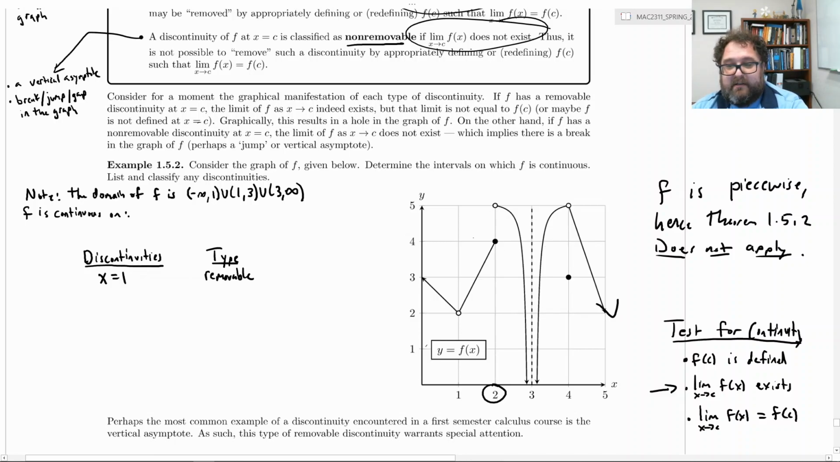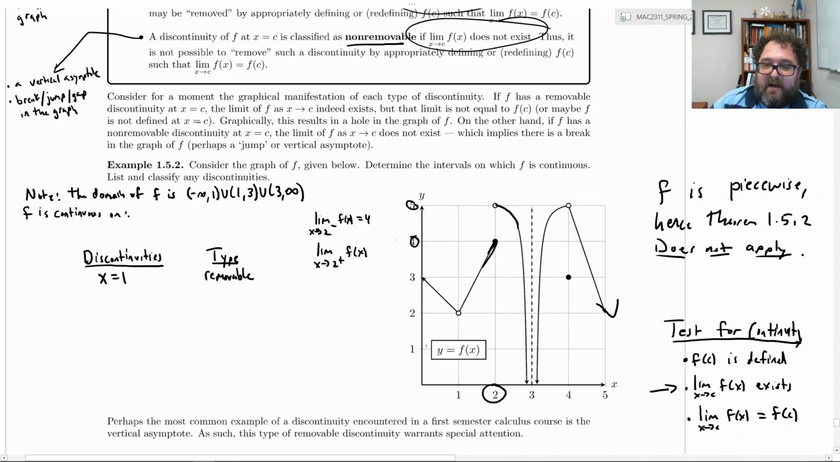Why? Because if you look at the limit as x approaches 2, the limit from the left is 4. The limit from the right up here is 5. So the left and right hand limits do not match. Again, I'll say that specifically. The limit as x approaches 2 from the left is 4. But the limit as x approaches 2 from the right of f of x is up here at 5.